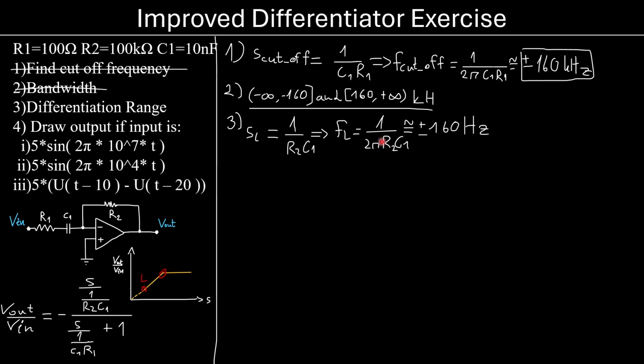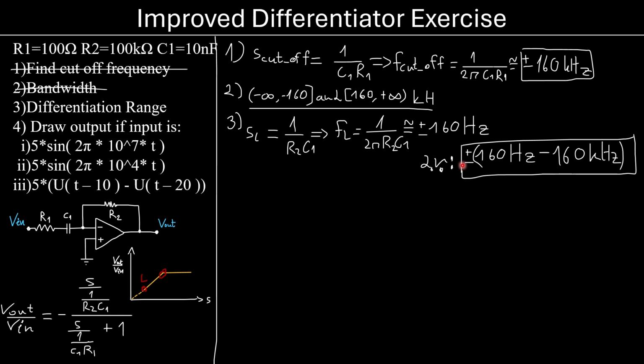Now, FL is going to be 1 over 2 pi R2C1, which is going to be equal to about plus or minus 160 hertz. Therefore, my differentiation range is going to be between here and here, 160 hertz to 160 kilohertz. All right, plus or minus, going to be this and also this in the negative frequencies.